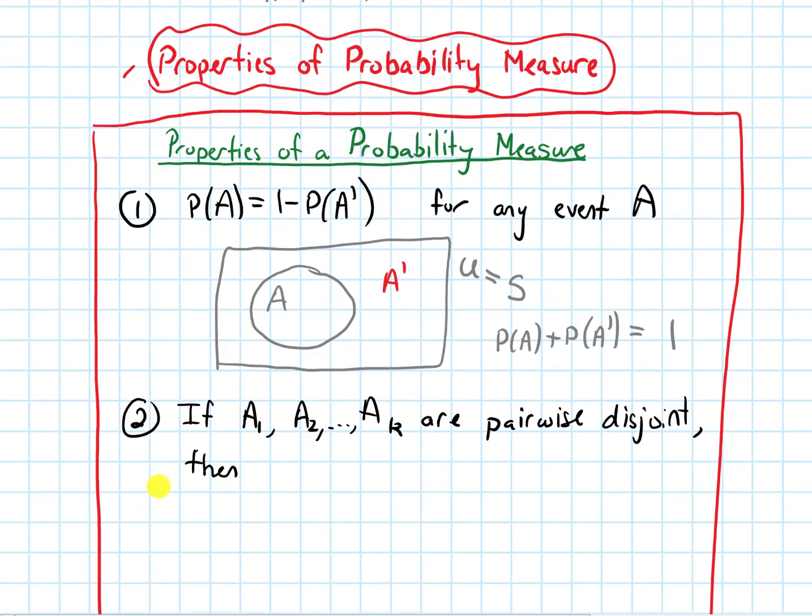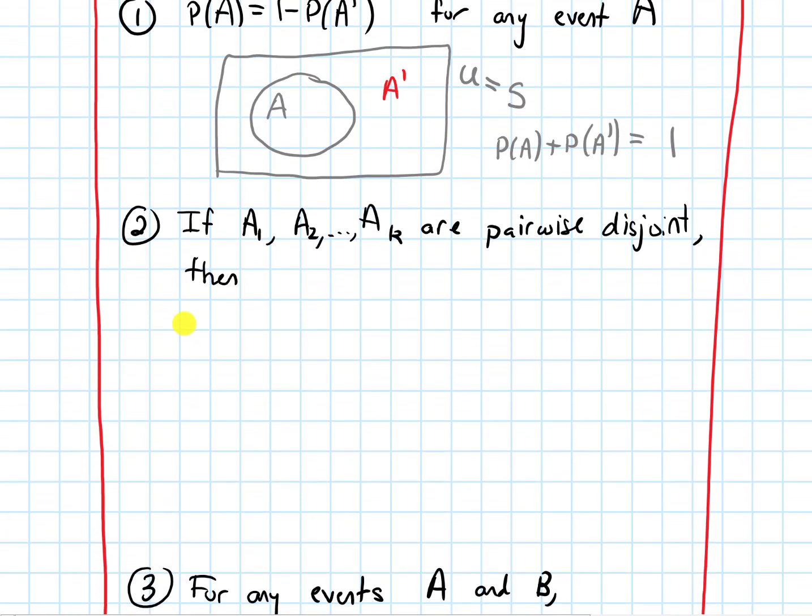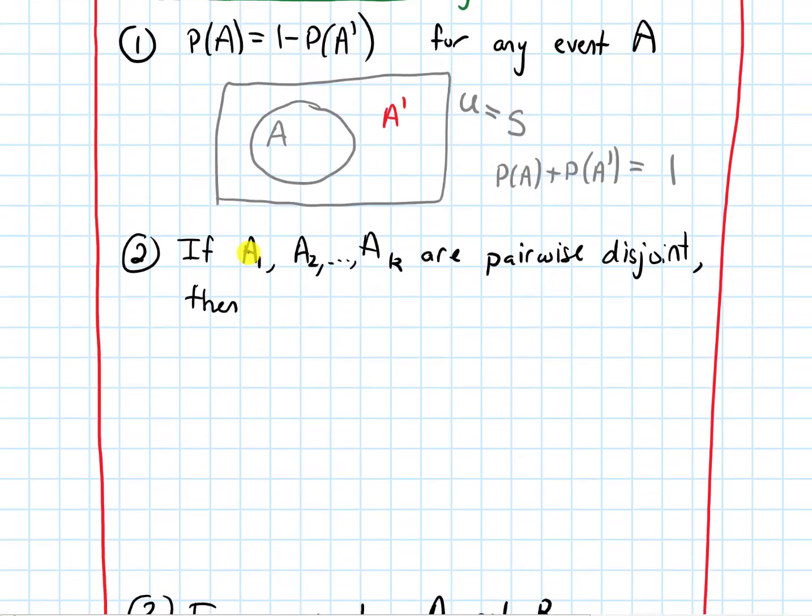All right, so property 2 says that if we have events A1, A2 up until AK, and they are pairwise disjoint, then when we look at the probability of A1 union A2 union, and so on up until AK, so the union of all of these, before I state what it is, let's draw a picture.